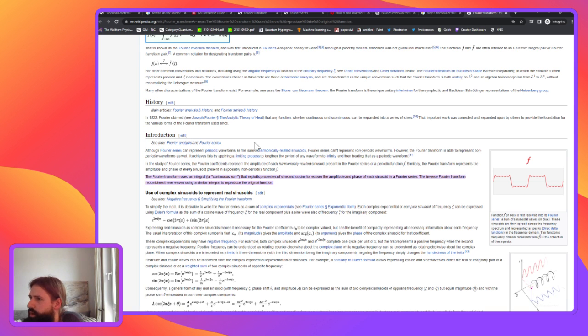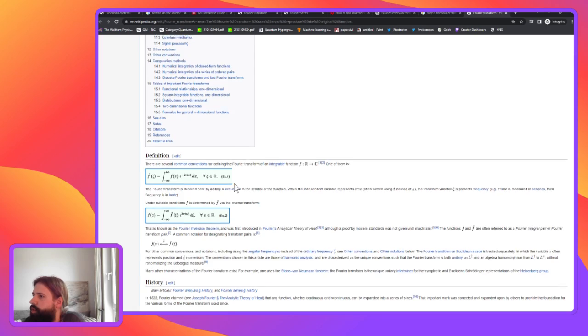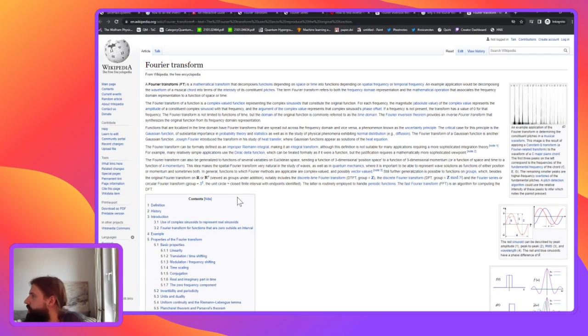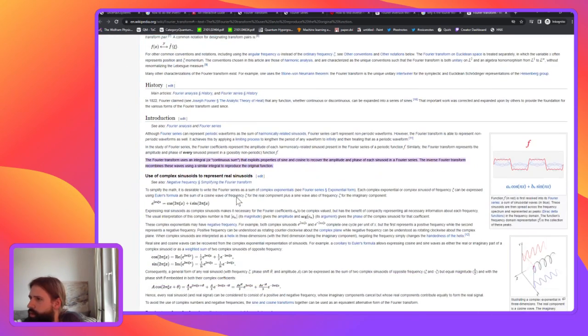So, introduction. Yeah, okay, let's do that. Although Fourier series can represent periodic waveforms as the sum of harmonically related sinusoids, Fourier series can't represent non-periodic waveforms. Interesting. Okay. However, the Fourier transform is able to represent non-periodic waveforms as well.